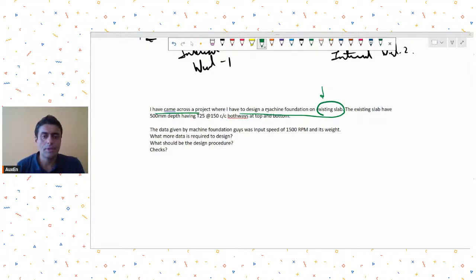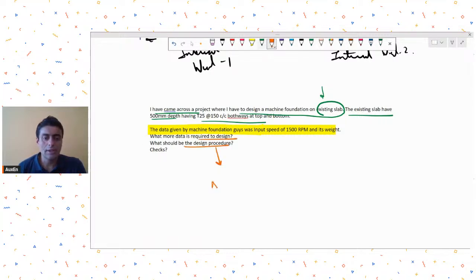Okay, so you may mention it in your post in your comments. So this existing slab is 500 deep, and this is the reinforcement. Now the data given by the machine foundation is that the RPM they have given is 1500 RPM, and its weight. What more data is required to design, and what should be the design procedure?